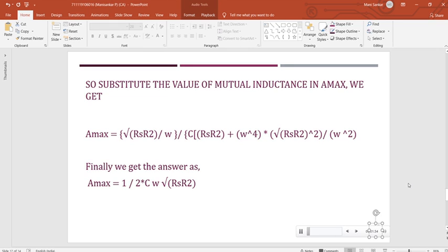Hence, we got that mutual inductance value. So, we substitute that value of mutual inductance in A max, and we get the final answer. Finally, we get A max equal to 1 divided by 2 C omega root of Rs R2.